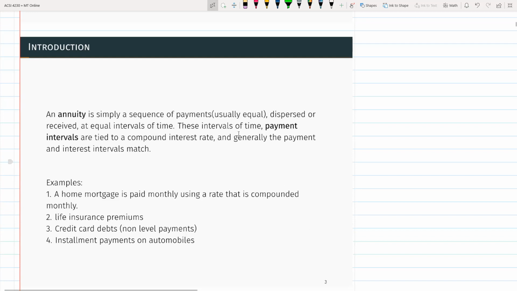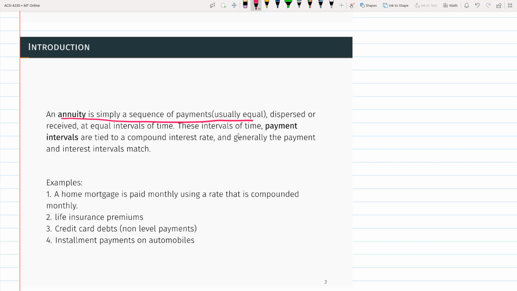Okay, so what is annuity? Annuity is simply a sequence of payments. Usually they are equal. Okay. And usually they are dispersed or received at equal intervals of time. And this interval of time we call payment intervals. And we need to define what rates we are going to use and whether the interest rate matches with their payments.